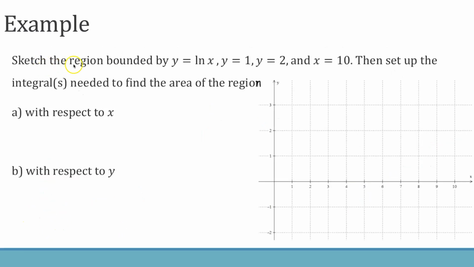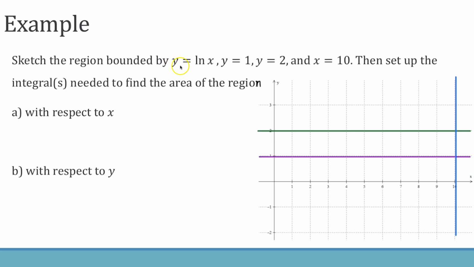In this example, I want to sketch the region bounded by y equals ln x, y equals 1, y equals 2, and x equals 10. Then set up the integral or integrals needed to find the area of the region. We're going to do this with respect to x and with respect to y. Let's start by graphing all of our functions. We'll start with the lines. y equals 1 and y equals 2 are horizontal lines, and x equals 10 is a vertical line.